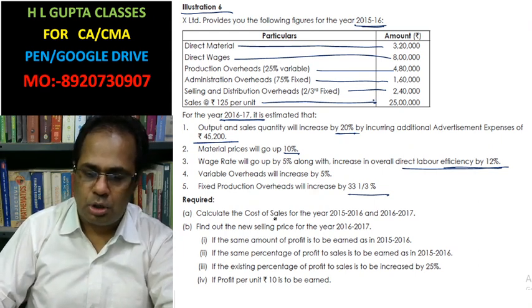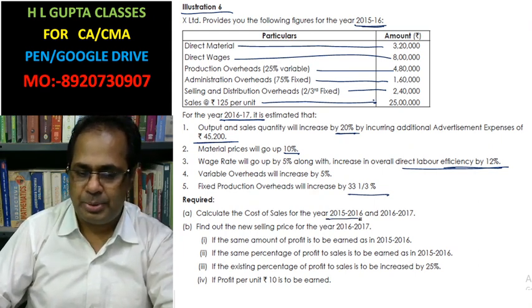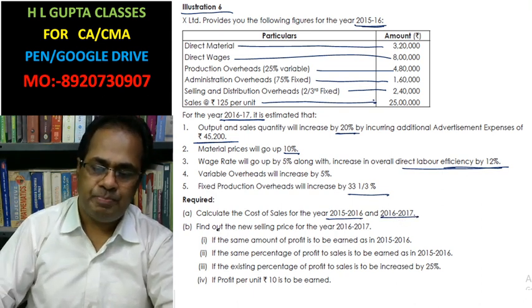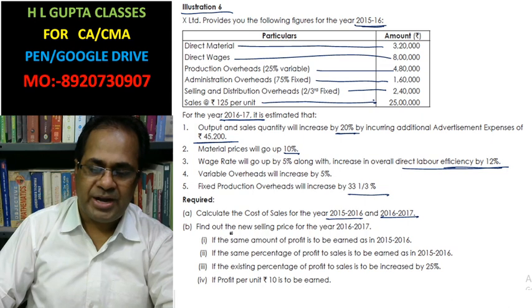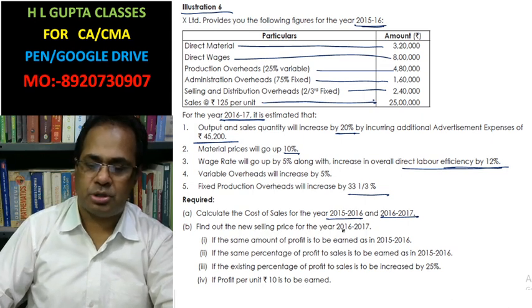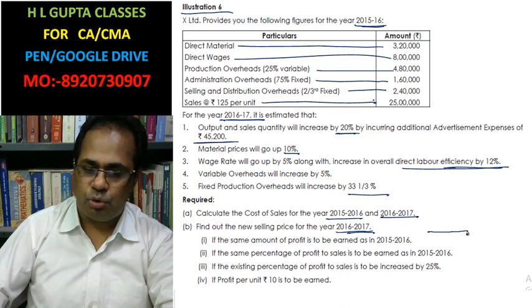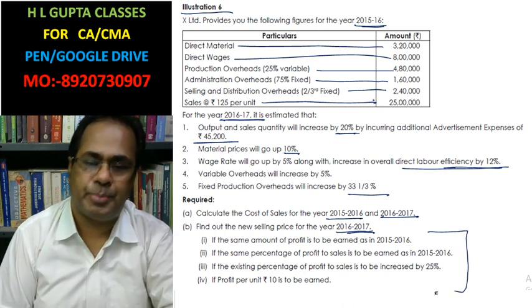You have to calculate first the A part. Calculate the cost of sales for the year 2015-16 and 2016-17. You have to calculate cost of sales. And in B part, find out the new selling price for the year 2016-17. In these four conditions, you have to find the new selling price.